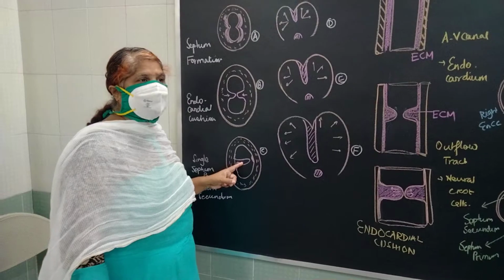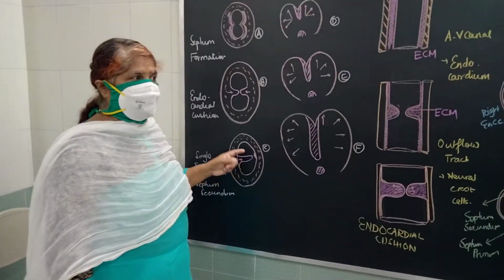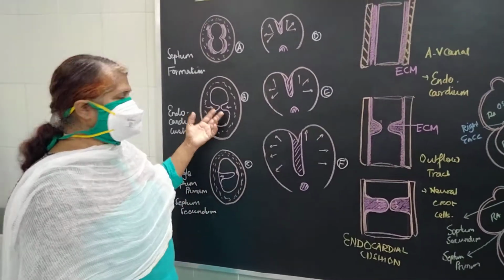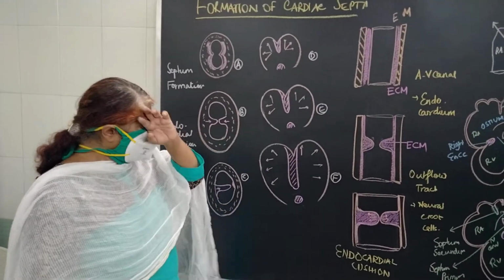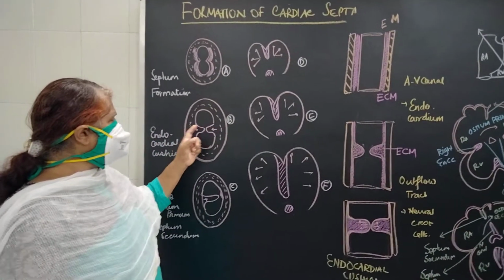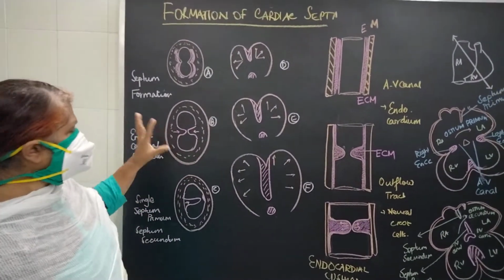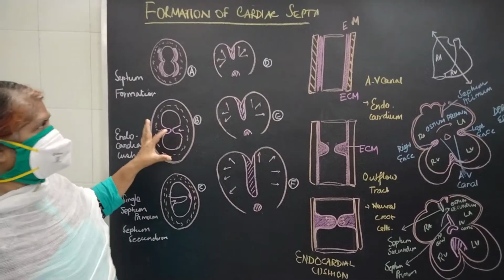So one-sided bulging is followed in septum primum and septum secundum formations, and in the endocardial cushions we see the two equal bulgings occurring to close the lumen. So these are the generalized formations of cardiac septums.